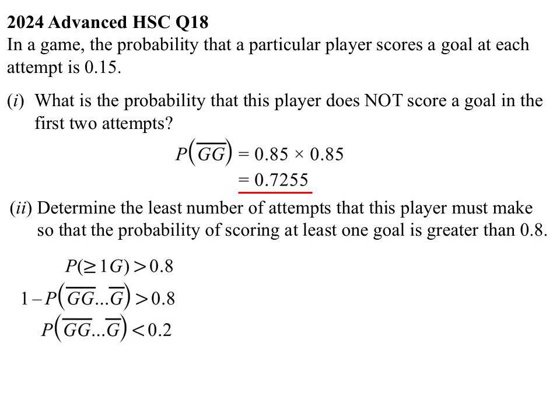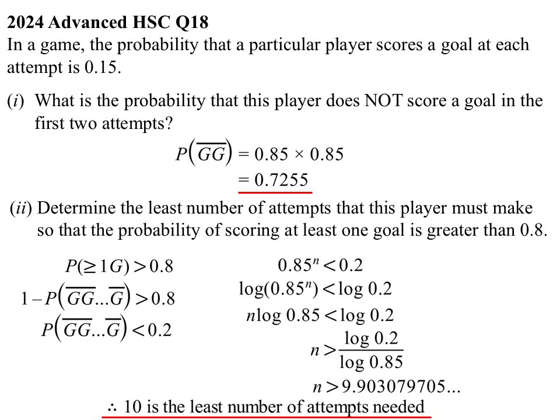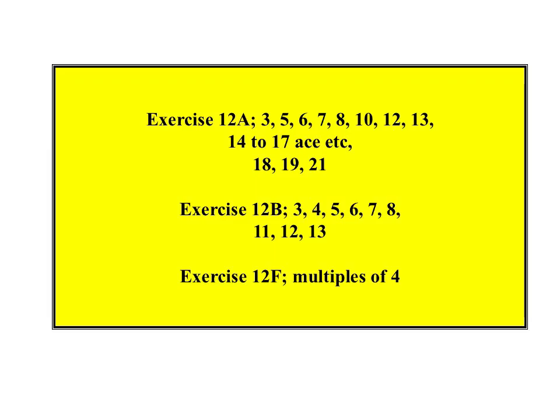Rearrange that. Probability of no goals less than 0.2. But each one of those, because I'm saying not score a goal and not score a goal and not score a goal and not, I'm just multiplying n times, because that's the number of times I'm trying to score a goal. Log both sides, because we want to get that n out of the power. Bring it to the front, remembering of course the log of a number that's smaller than 1 is a negative number. So when I divide, I've actually changed the sign. Change the sign, becomes greater than. n greater than 9.903079705. Therefore 10. That's how many attempts at goal I need. That'll do us.